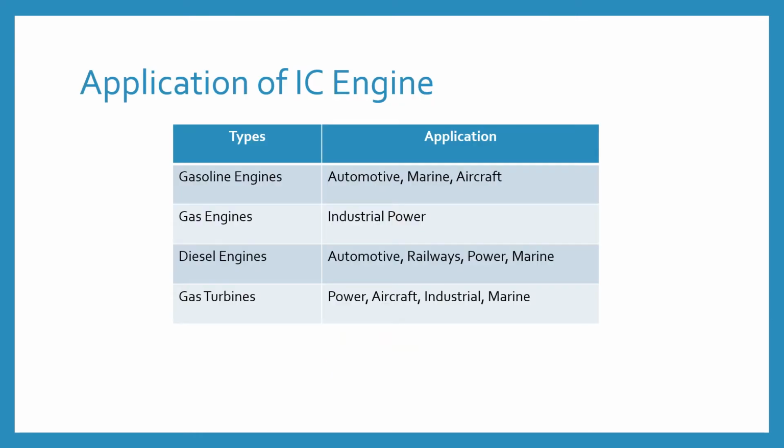Now coming to the application of the IC engine. Basically, there are four types of IC engines: the gasoline engine, gas engine, diesel engine and the gas turbine. The gasoline engine is used in automobile, marine and aircraft. The gas engine is used in industrial power. The diesel engine is used in automotive, railway, power and marine. And the gas turbine is used for power, aircraft, industry and mining. So these are the applications of the IC engines.